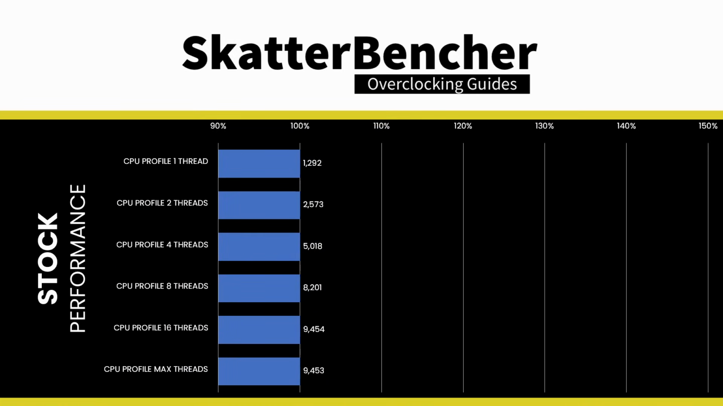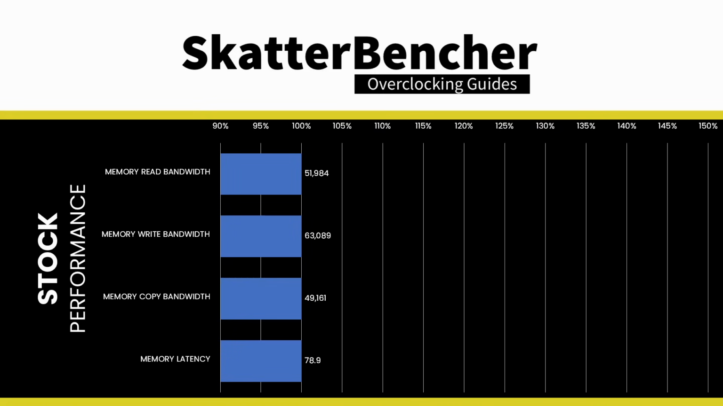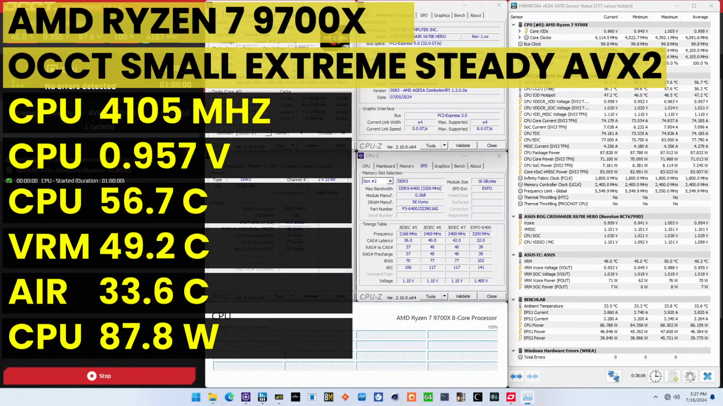Here are the 3DMark CPU profile scores at stock. Here is the AIDA64 memory benchmark scores at stock. When running the OCCT CPU AVX2 stability test, the average CPU core effective clock is 4105 MHz with 0.957 volts. The average CPU temperature is 56.7 degrees Celsius. The average CPU package power is 87.8 watts.